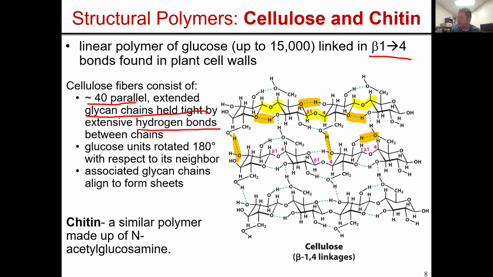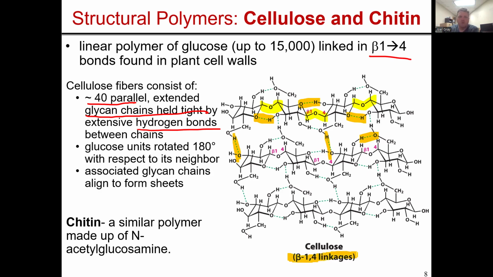a lateral hydrogen bond network, but then I also have a top-down hydrogen bond network. And these are just sheets and sheets. And that's what's going to give strength to things like trees and any sort of plant stock or anything like that. Okay, so that's cellulose.